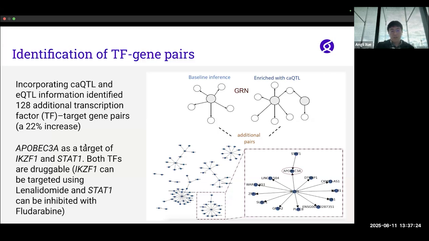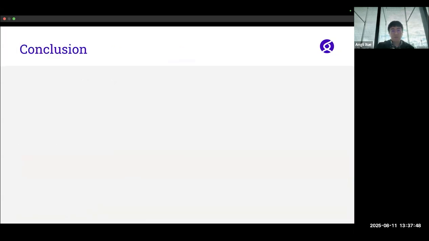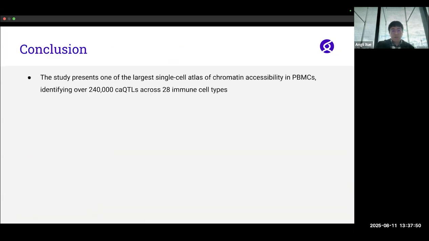This gene is a target of the upstream transcription factors IKZF1 and STAT1, and both transcription factors are druggable with specific approved drugs. And this gene has recently been reported to be associated with breast cancer. So these results show a really great potential to test some repurposed drugs to fund the functional study of this gene. So I think that's all the results I'm presenting today.